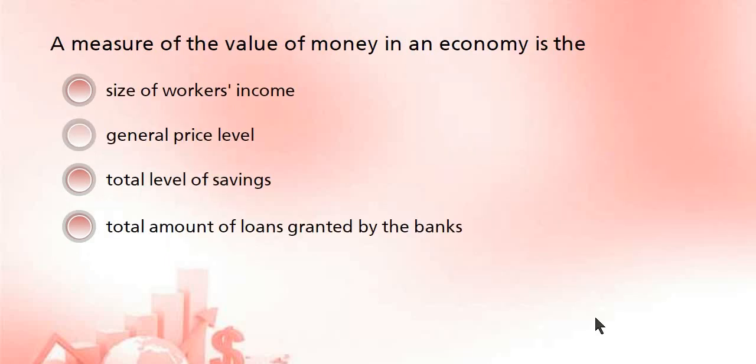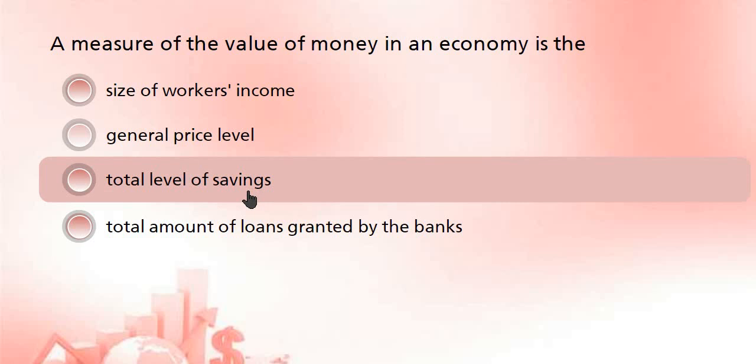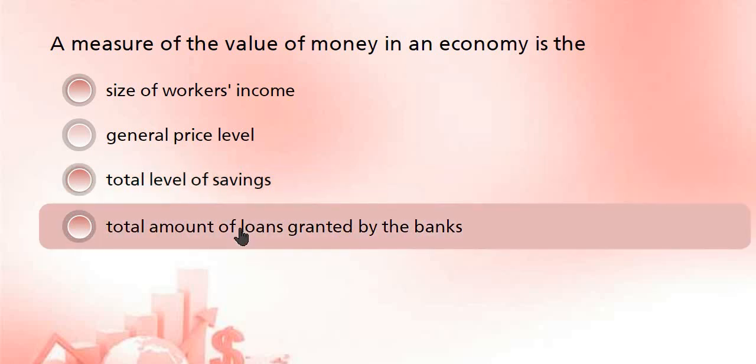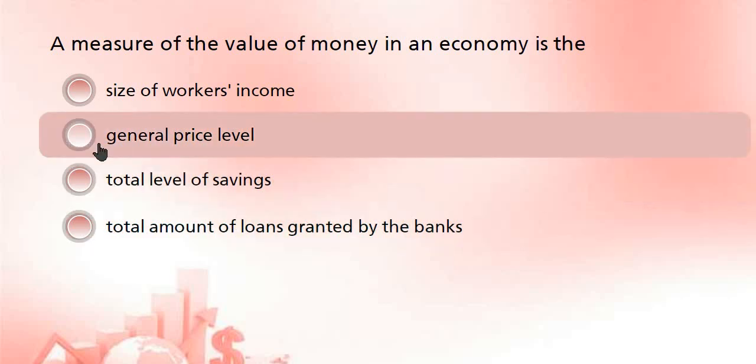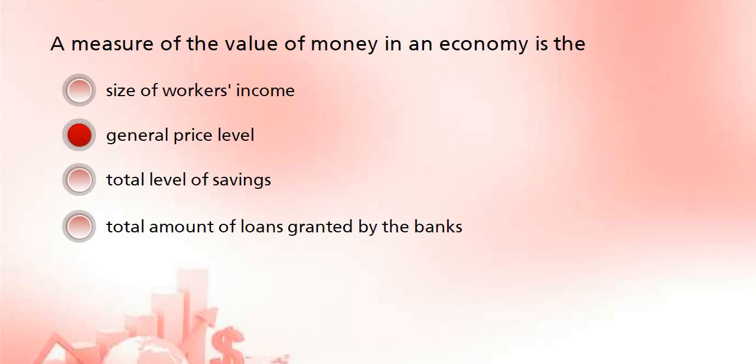Question 35. A measure of the value of money in an economy is the A. Size of workers' income, B. General price level, C. Total level of savings, D. Total amount of loans granted by the banks. The answer is general price level. So a measure of the value of money in an economy is the general price level. The higher the price level, the lower the value of money, vice versa. So the right answer is B.